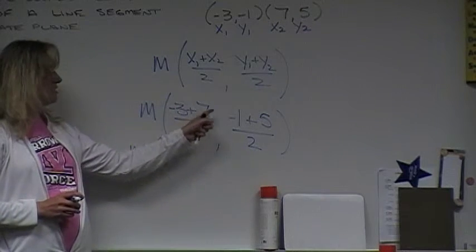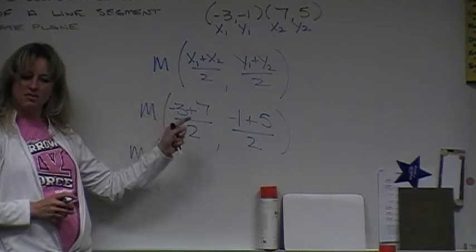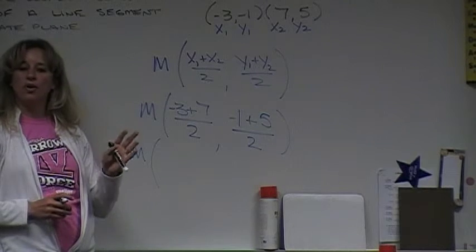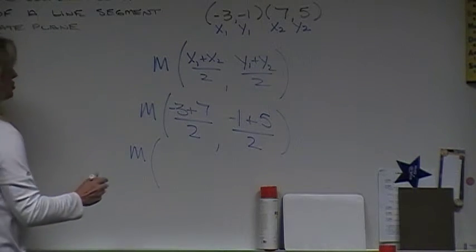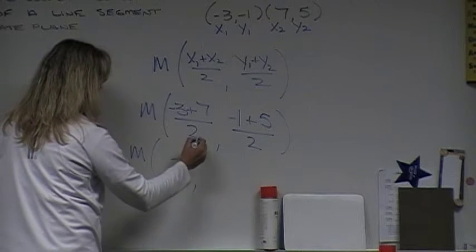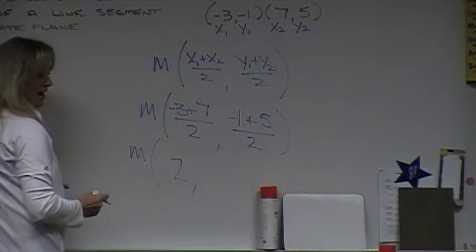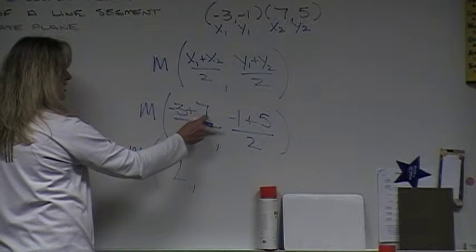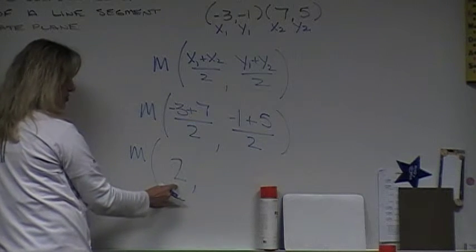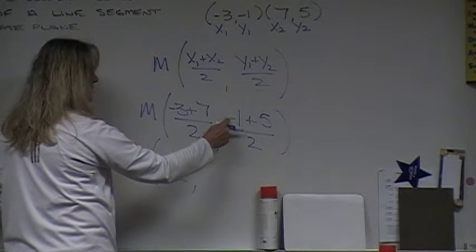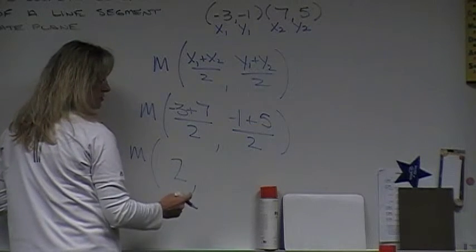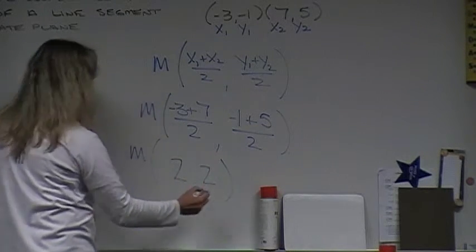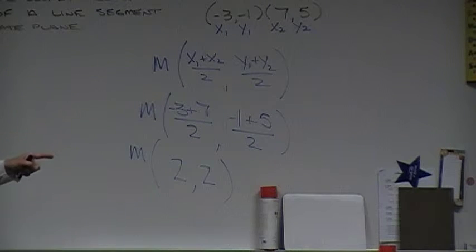You need to do the top first. What's -3 plus 7 become? 4. Now divide 4 by 2. 2 is the answer, not 0.5, because negative 3 plus 7 is 4, and 4 divided by 2 is 2. Over here, what's negative 1 plus 5 become? 4, divided by 2, is 2. So our midpoint, the halfway point between those two ordered pairs, is 2, 2.